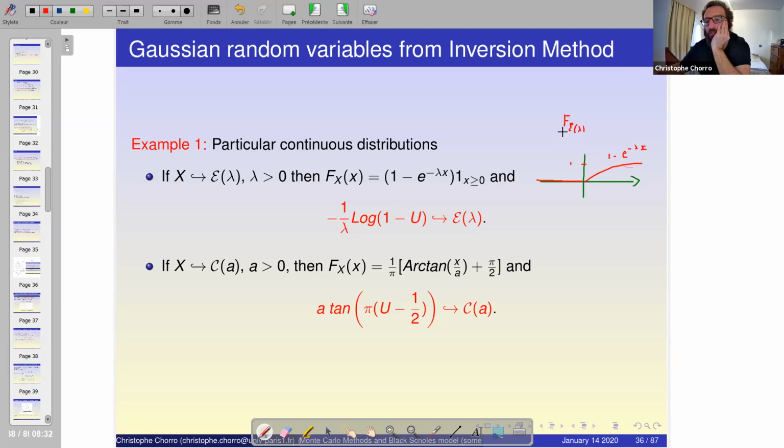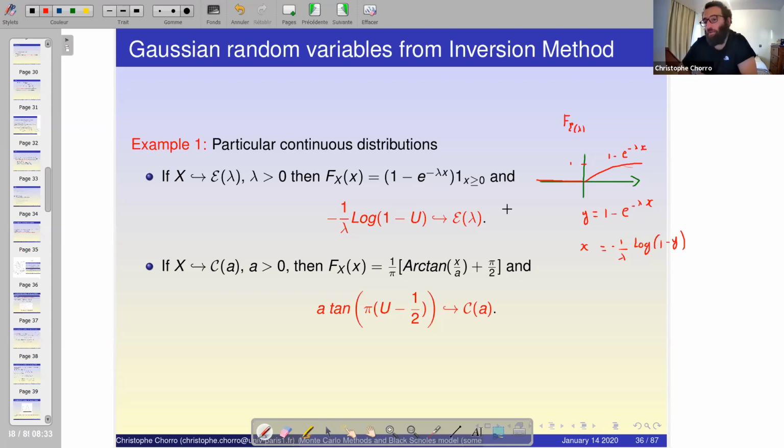of the mapping, F^{-1}. It's very easy to obtain the inverse of this mapping, and I obtain something related to the logarithm. I just have to invert. If I take y equal to 1 minus exponential of minus lambda x, I can write it as x equal to minus 1 over lambda times the logarithm of 1 minus y. That's why F_X^{-1} on R plus is given by this expression. If you plug in capital U using the previous results, you obtain an exponential of parameter lambda.